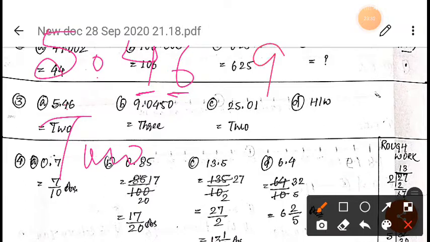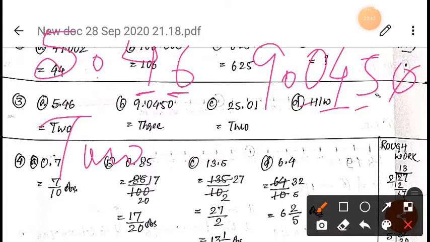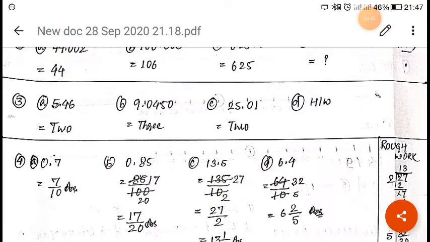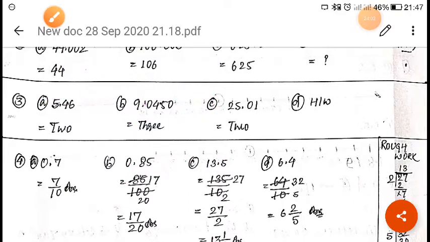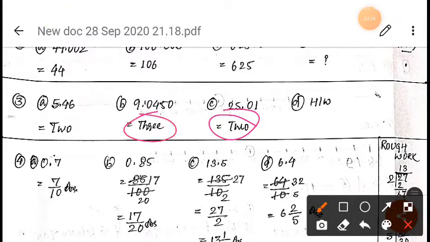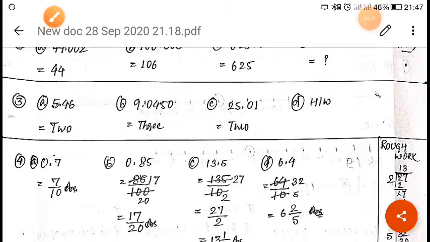Now next is 9.0450. If you are asked to find the number of decimal places, just count 1, 2, 3. This last one we need not count, only these: 1, 2 and 3. So it will be 3. Now next is 25.01. After the point, how many digits? 1, 2. So we will write 2. And part D is your homework. Try to do it at home.